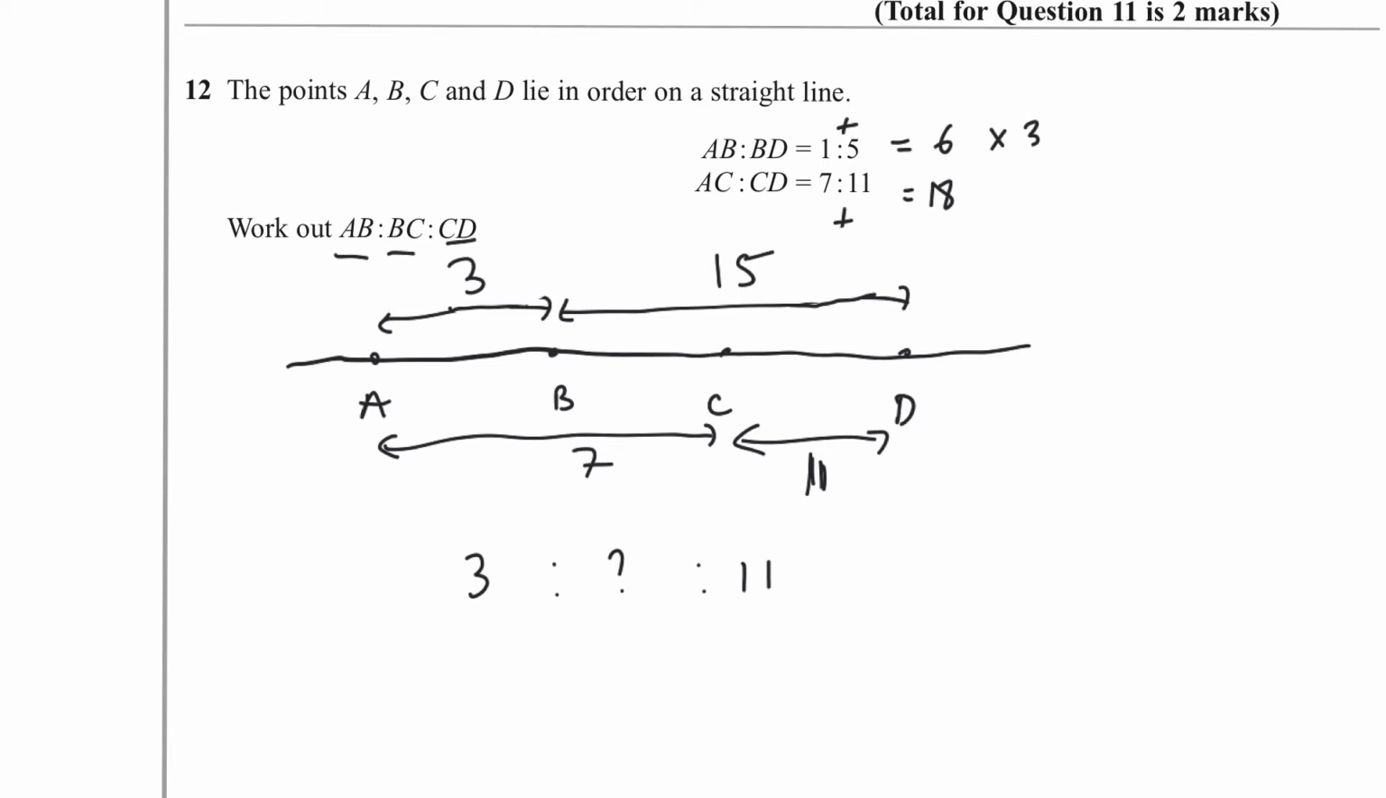So we know from B to D, it's 15. From C to D, it's 11. So 15 take away 11 would be 4. So that would be 4. So because we know that that's 4, therefore the final answer is 3 to 4 to 11.